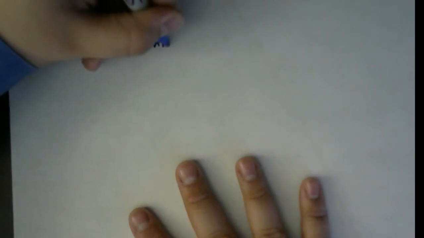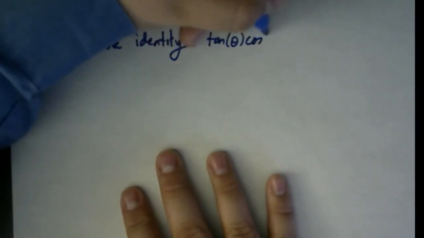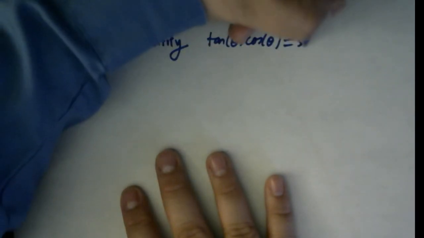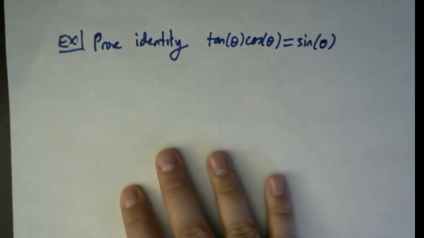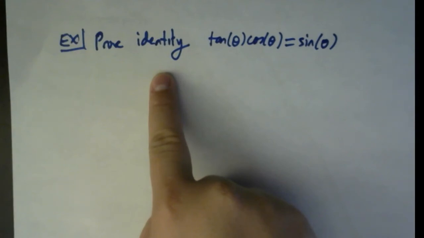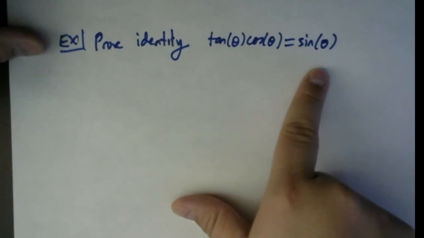Example, prove the identity: tangent theta times cosine theta equals sine theta. Again, I'm telling you it's an identity. You're not checking that it is one or anything like that. I'm just telling you here's an identity, and it's your job to write the proof to establish it. And there it is. What I'm saying is that both these sides are identical for all values of theta.